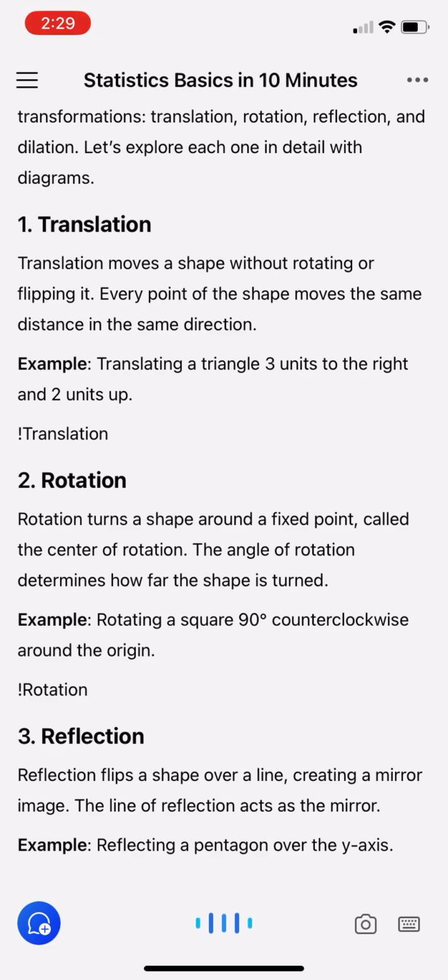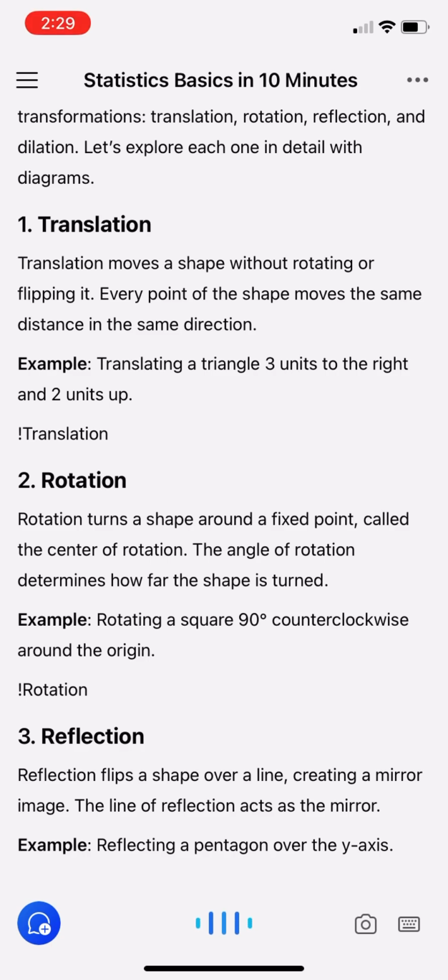2. Rotation. Rotation turns a shape around a fixed point called the center of rotation. The angle of rotation determines how far the shape is turned. Example: rotating a square 90 degrees counterclockwise around the origin.